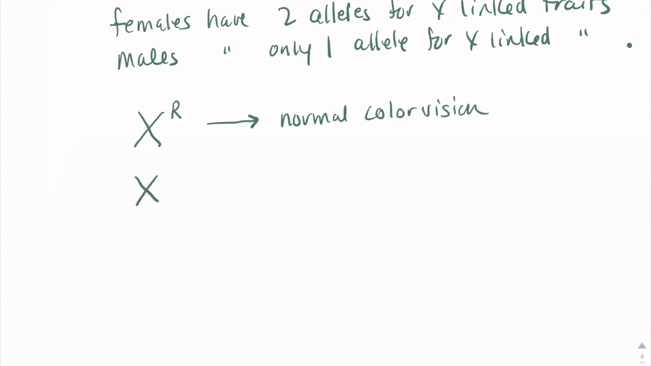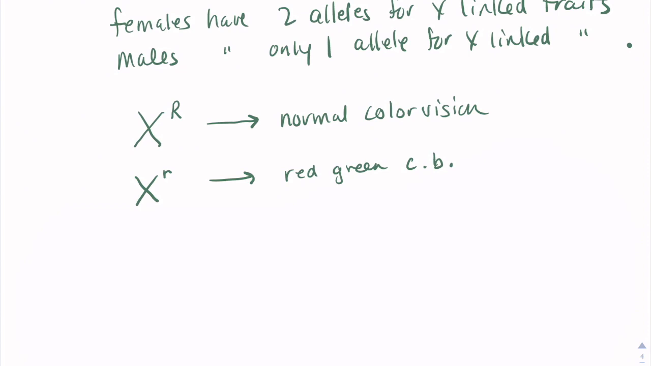Whereas the recessive allele, we will write an X to represent the X chromosome, and it's recessive, so the faulty allele is recessive, so we write a lowercase r as a superscript. This causes red-green color blindness. I'll just put CB for color blindness.